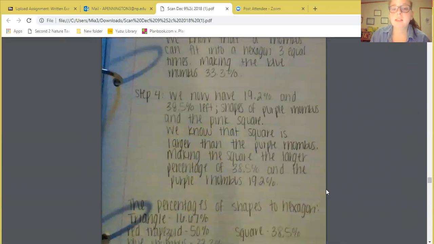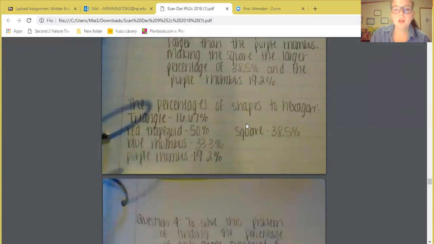Now what we have left is 19.2% and 38.5%, and we have the shapes of the purple rhombus and the pink square. We know that the square is larger than the purple rhombus, making the square the larger percentage of 38.5% and the purple rhombus 19.2%. So the total percentages of the shapes compared to the hexagon are: the triangle is 16.67%, the red trapezoid is 50%, the blue rhombus is 33.3%, the purple rhombus is 19.2%, and the square is 38.5%.